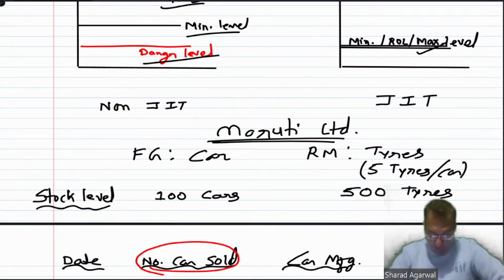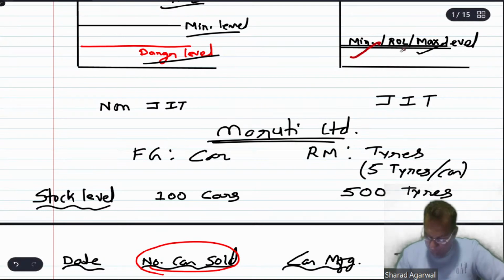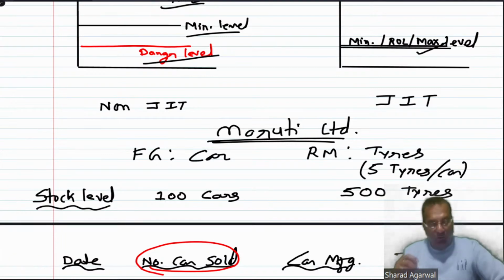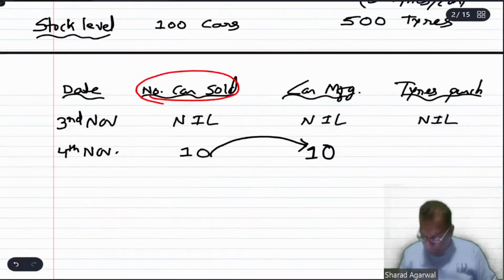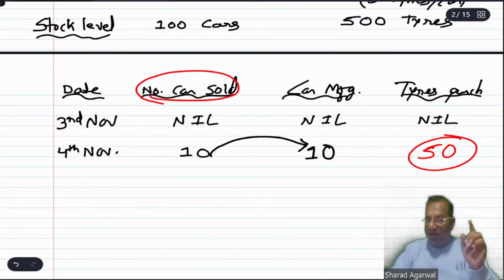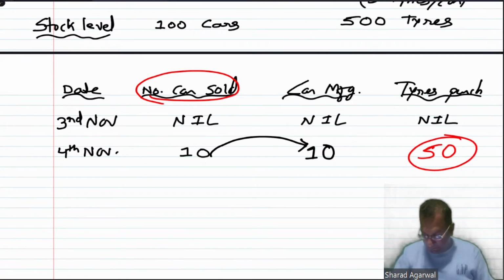Yes, definitely, because this level is the minimum level, reorder level, maximum level. Since our level goes down to 450, therefore, to maintain the same level, we have to order 50 tires. Now I will tell it once in Hindi.